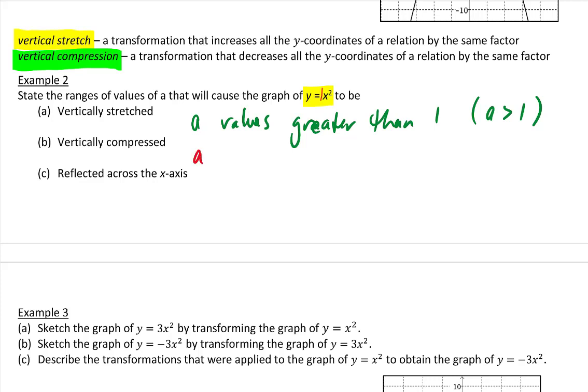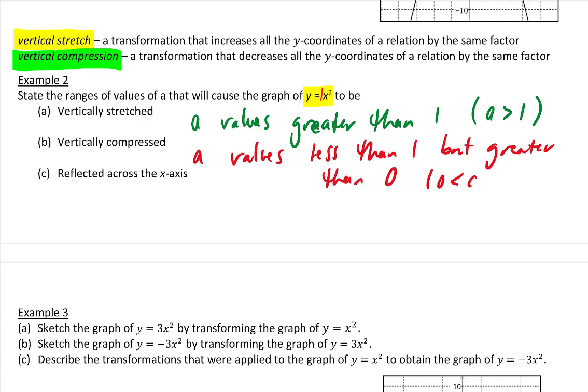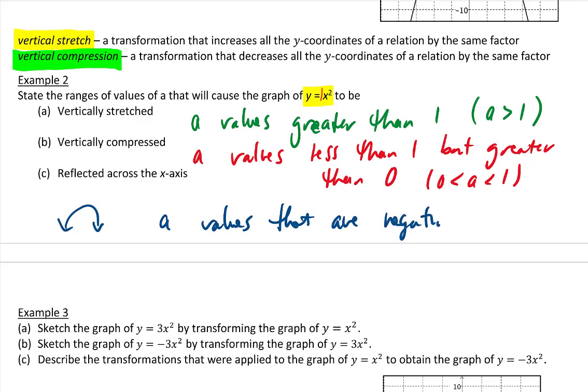Vertically compressed would be a values less than 1, but greater than 0. And that would be written as this, if you remember your inequality signs. And for reflected across the x-axis, that's the case where you get them opening downwards. So these would be a values that are negative. And we can write that as a less than 0, because anything less than 0 will be a negative number.